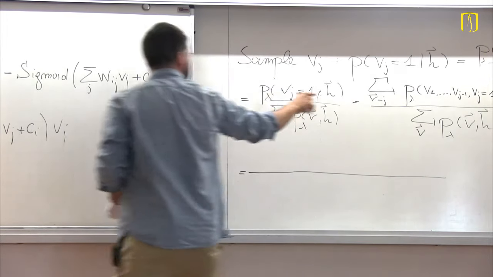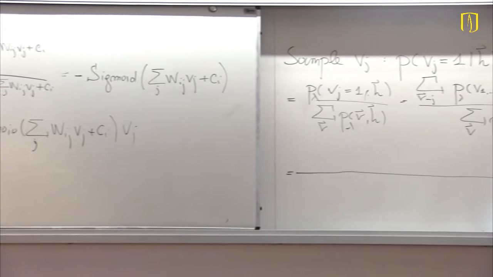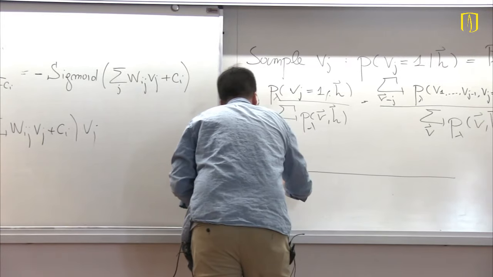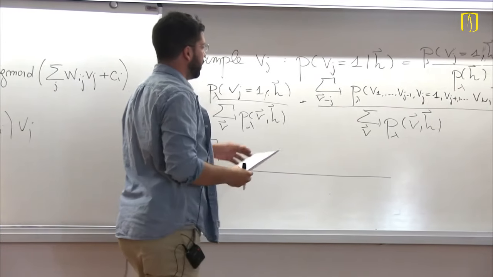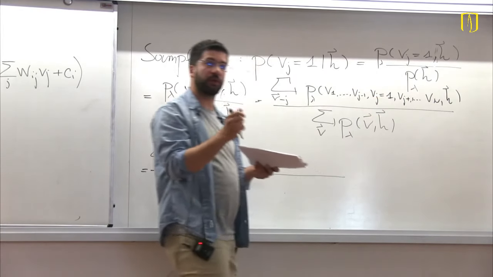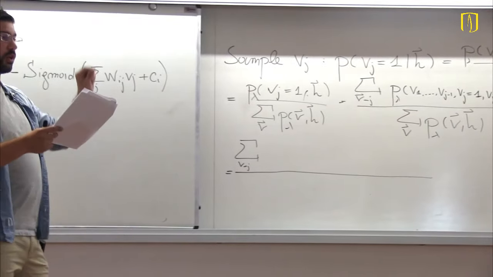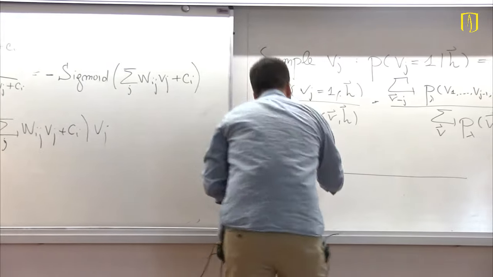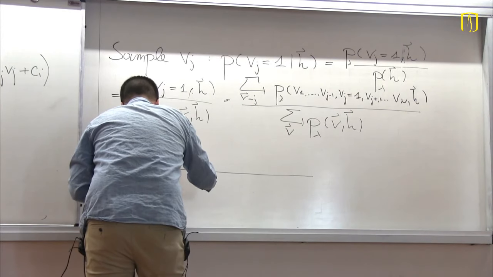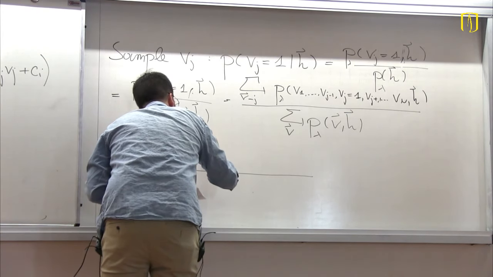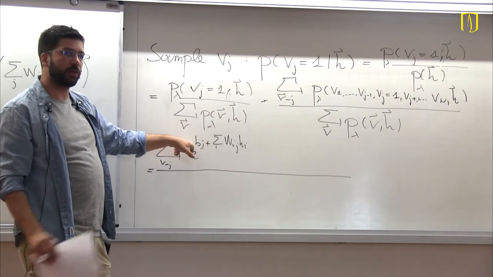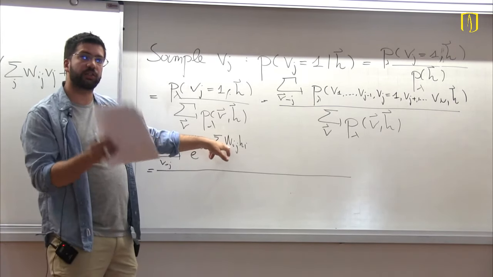I didn't write the energy, but if you remember, we had minus the full energy. But the visible unit J is fixed to 1, so we're just going to put 1 in the energy. So we get e to the Bj plus sum over i of Wij Hi. So here I use the fact that Vj is fixed to 1. You remember there was a Vj multiplying the bias and a Vj multiplying the interaction. I just set it to 1.